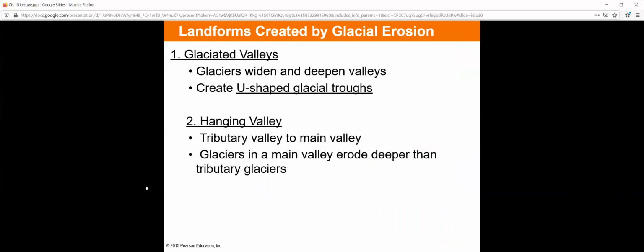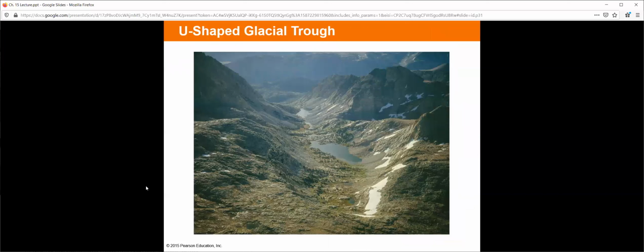So, glaciated valleys. These are when glaciers widen and deepen the valleys, creating U-shaped valleys as shown before. And you have hanging valleys, which are the tributary valleys to the main valley, where the glaciers in the main valley eroded deeper than the tributary glacier. Again, why does this have this nice U-shaped curvature to it? Because a glacier cut through it, not a river. If you look at canyons and stuff like that that were river cut, they don't look this way. That's how we can tell what created what.